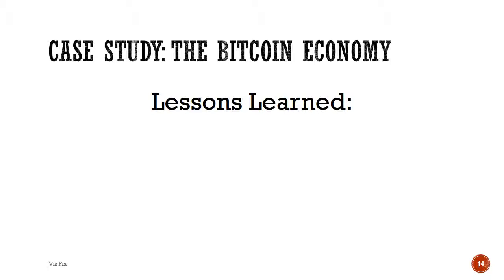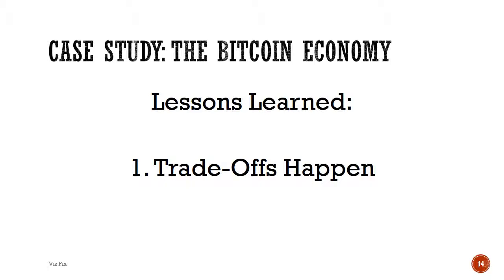My lessons learned on the Bitcoin economy case: trade-offs happen. I went with the log scale because it's technically correct, but not necessarily the most intuitive. And labels matter. You need to be able to understand the data, and I'm not positive I came up with the best solution.